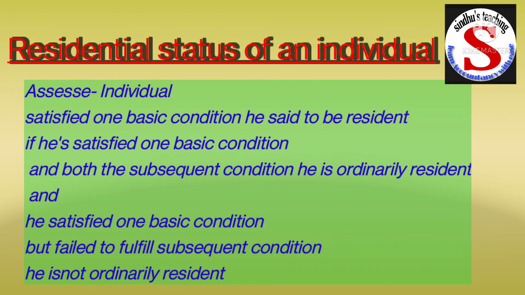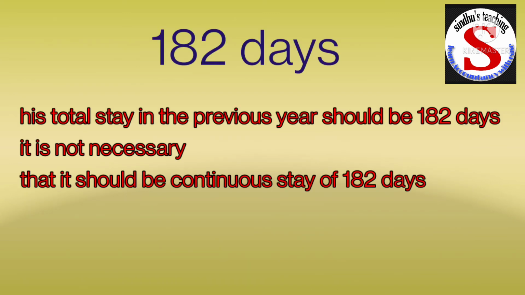Now we have studied that he has to fulfill 182 days in the previous year. It is not necessary that it should be continuous 182 days. He can be in parts. That means in 1 month he stayed in India for 2 weeks, that is 14 days. Then he left India and came back after 1 week and stayed for another 3 weeks, that is 21 days. Like that, in the previous year, that is in the last 12 months, he should have a total of 182 days. That means he should complete his stay in India for 182 days in the previous 12 months.